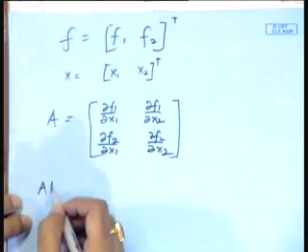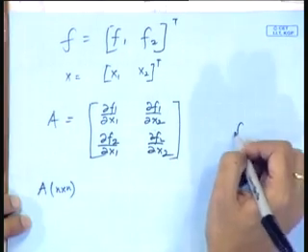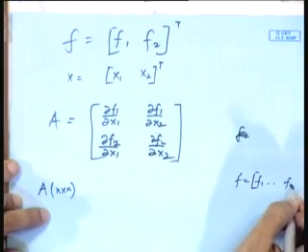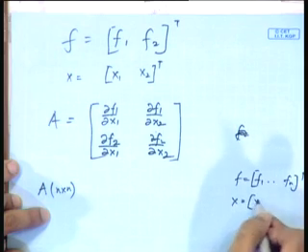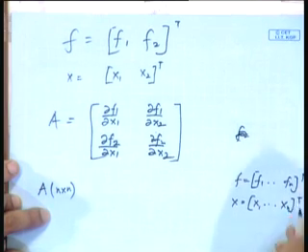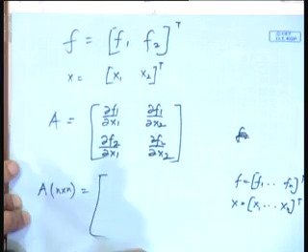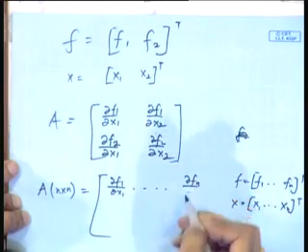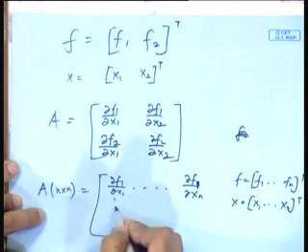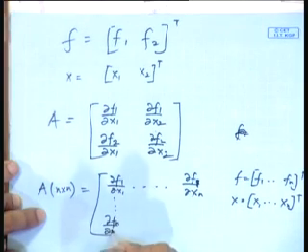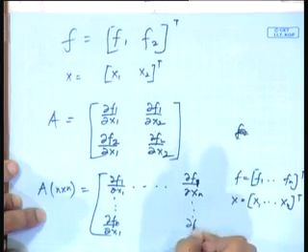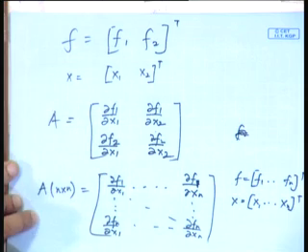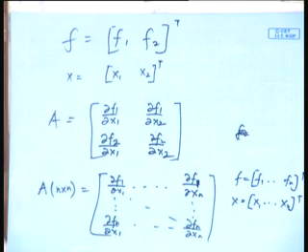Similarly, for an n cross n matrix you can write it. If A is n cross n, or in other words F is F1 to Fn transpose and X is X1 to Xn transpose, this would be del F1 del X1 up to del F1 del Xn in this direction, and in this direction it will be del Fn del X1 up to del Fn del Xn. Fine with everybody? So this is how we define my Jacobian.